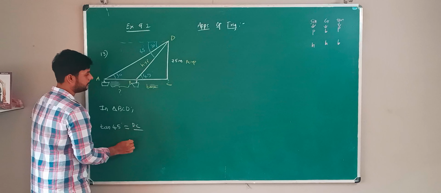Now I will move to the big triangle. In triangle ACD, the full triangle, again this is the angle, this is the perpendicular, this is the base. So tan 30 degrees is equal to perpendicular by base. Perpendicular is DC, by base AC. Now AC can be written as AB plus BC. This is the same type of sum, which I am repeating for the third or fourth time today.